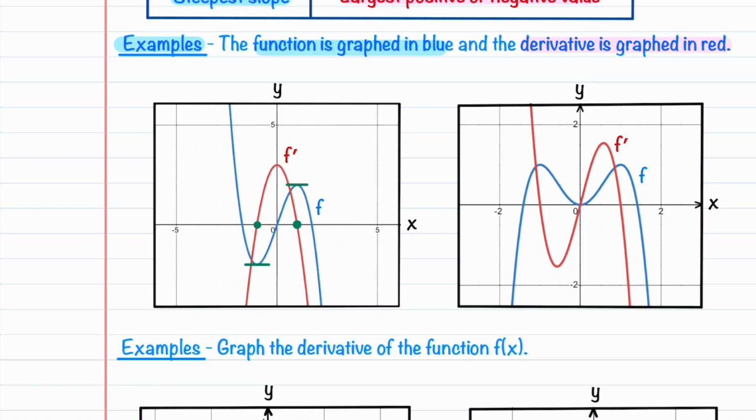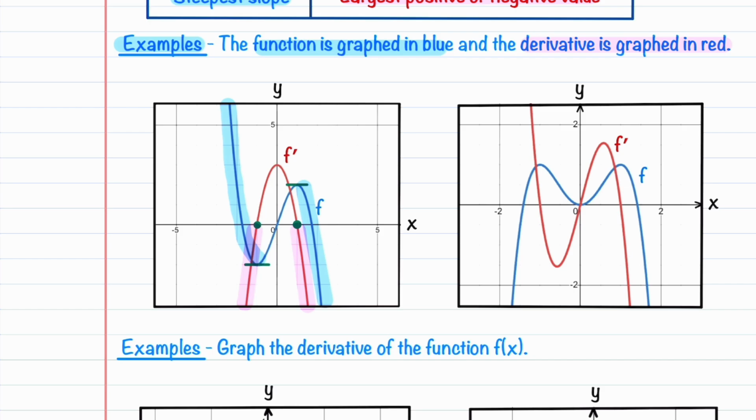To the left of the first 0, the function f has a negative slope, and that means that the derivative is going to be negative and lie below the x-axis. The same thing happens to the right. Here the function also has a negative slope, and the derivative lies again below the x-axis.